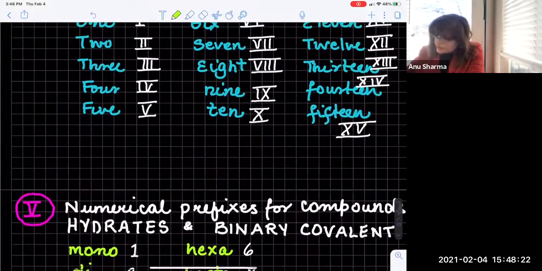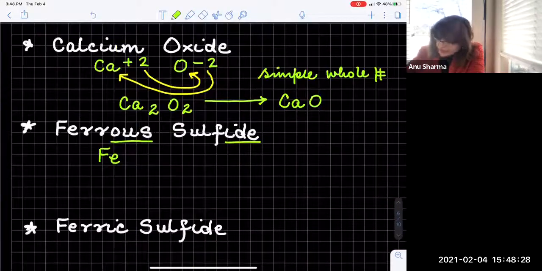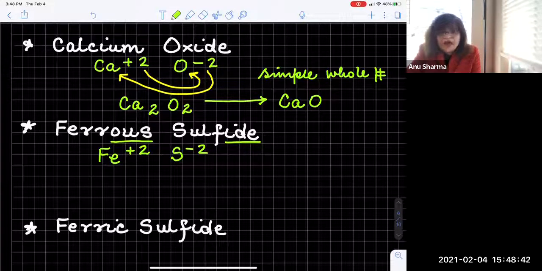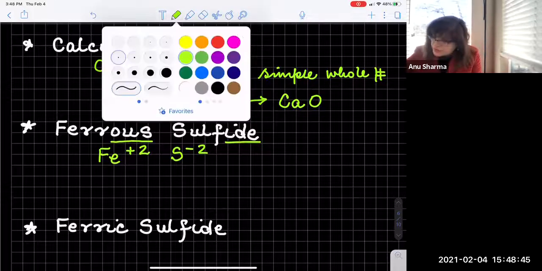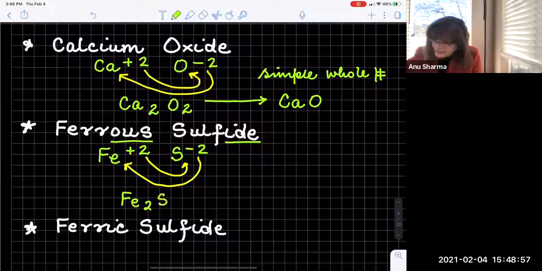Okay, so here you're going to write down ferrous, Fe +2. And here is your sulfur, group 6A. Group 6A means that it has -2 charge. So for sulfur it is -2 and for iron it is +2. Now you crisscross. This 2 comes here, and this 2 goes there. Same story as above, we will have iron and sulfur, and you need to simplify, and it becomes FeS.